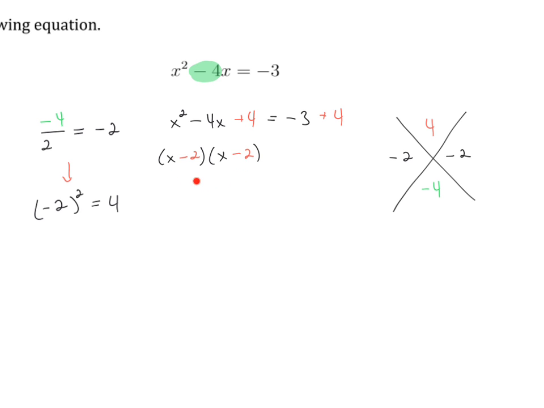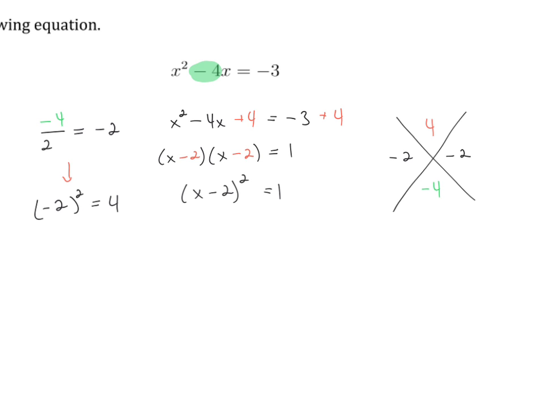Take a look at that. This is what I meant. We have two factors that are exactly the same. And this is going to be equal to negative 3 plus 4, which is a positive 1. Because these two factors are exactly the same, I can rewrite them as x minus 2 squared, because I'm just multiplying it by itself. And this is equal to 1.